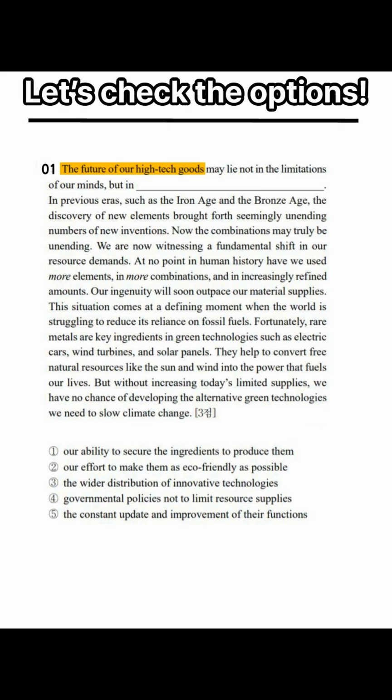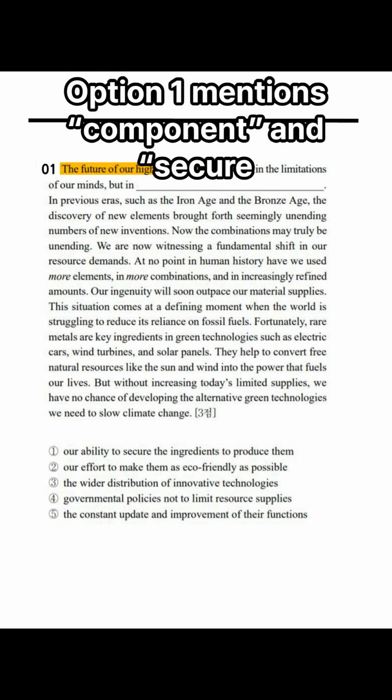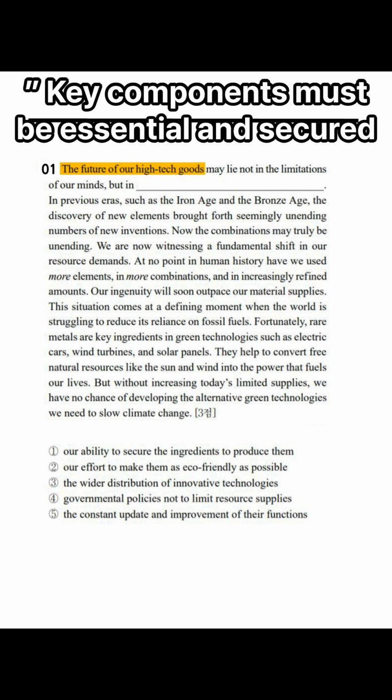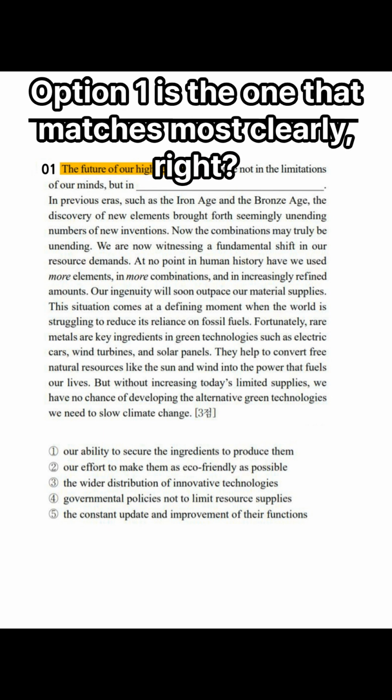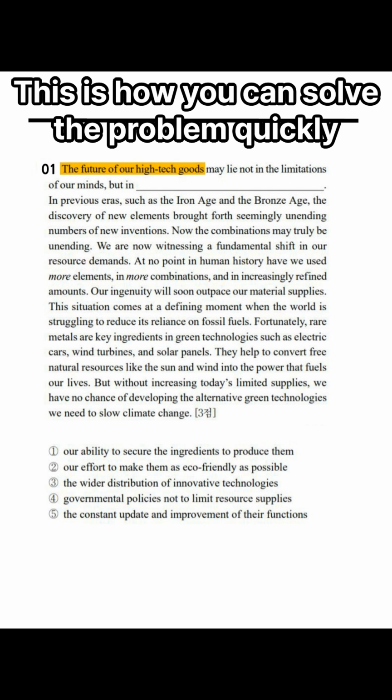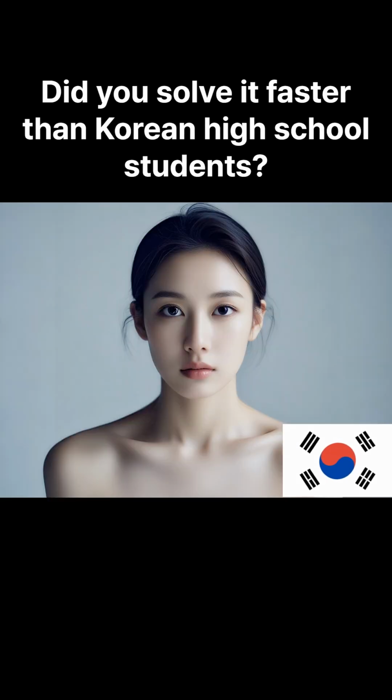Let's check the options. Option 1 mentions component and secure. Key components must be essential and secured. Option 1 is the one that matches most clearly, right? This is how you can solve the problem quickly. Did you solve it faster than Korean high school students?